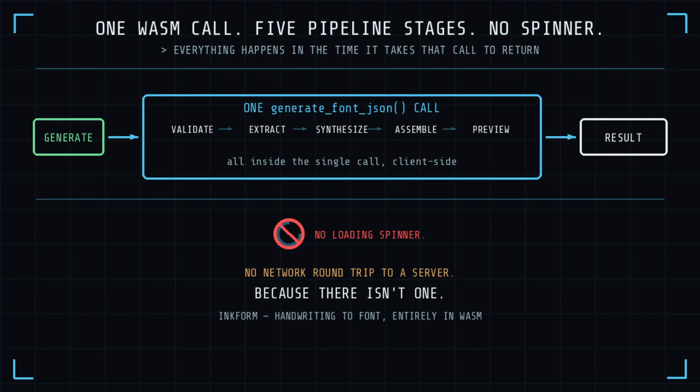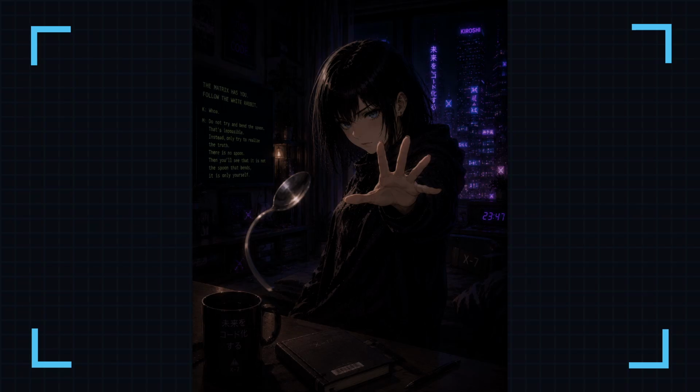Everything after you hit generate, validation, extraction, glyph synthesis, TTF assembly, preview rendering, all happens in the time it takes one WASM call to return. No loading spinner waiting on a network round trip to a server because there is no server.